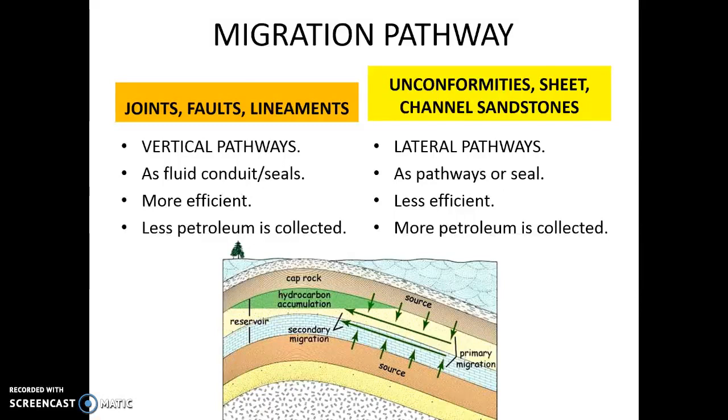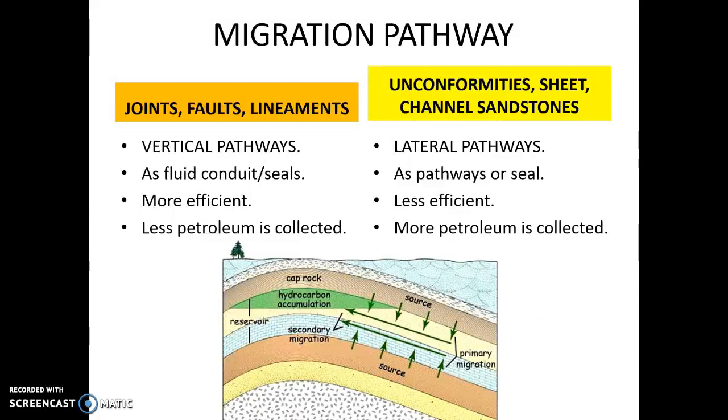But basically it has less petroleum that will be preserved in the reservoir rock, because the individual structure drains only relatively small areas directly below them. Okay, for instance, a delta, which has only 5% of produced oil in the basin. Okay, so for the vertical pathway, normally the migration paths that help in migrating petroleum through secondary migration are joints, faults, and lineaments.